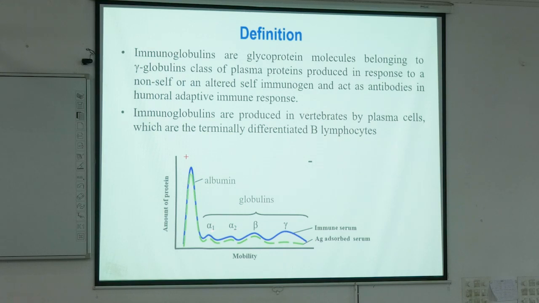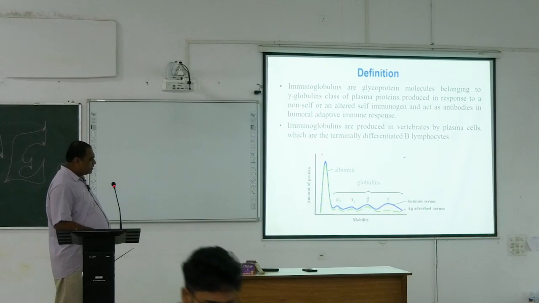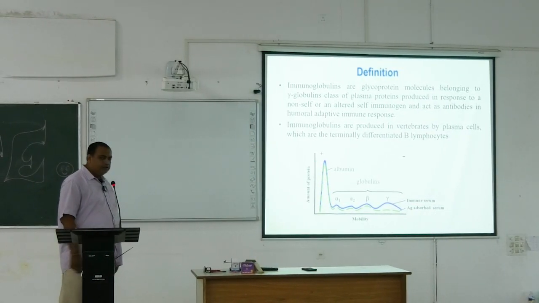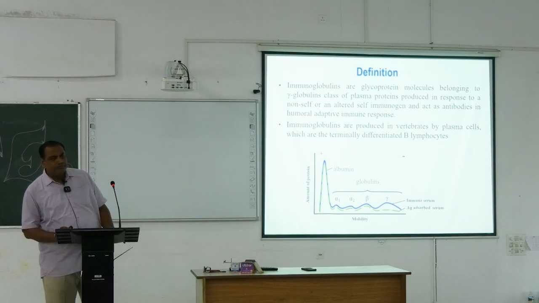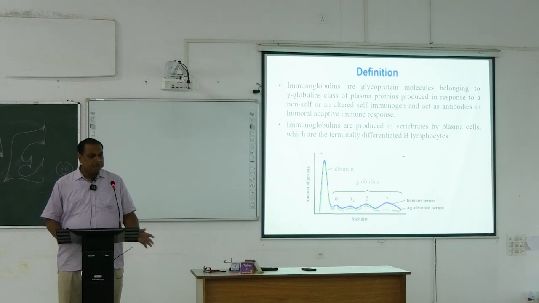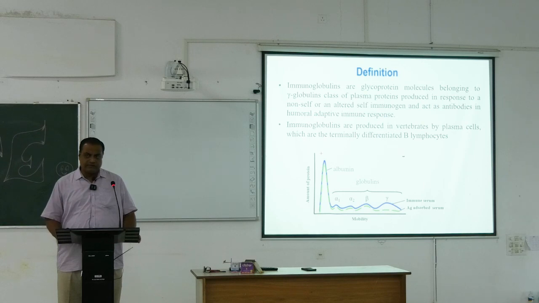So this is albumin, followed by alpha 1 and alpha 2 globulin, then beta, and lastly gamma. The gamma globulin moves almost not at all. They reside almost near the site of application under the electrophoretic field. Albumin, being smallest, moves farthest.